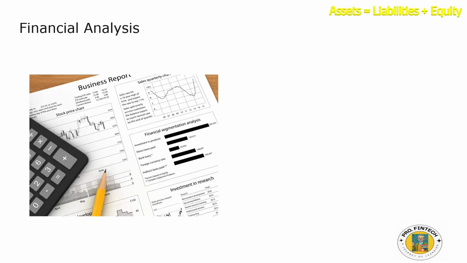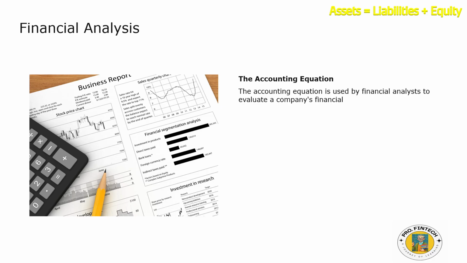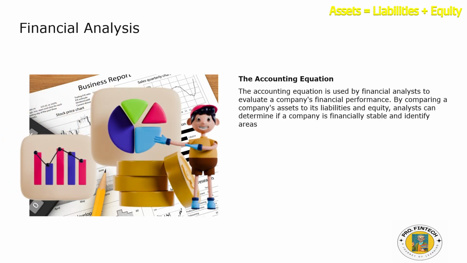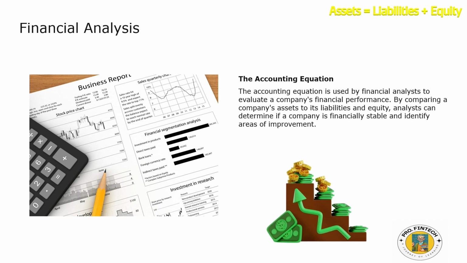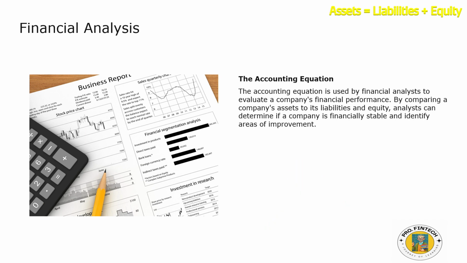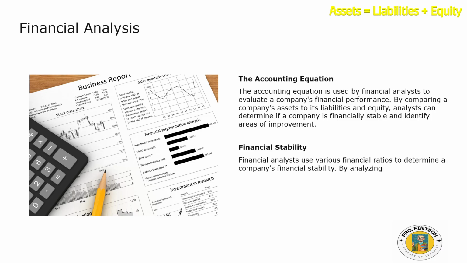Financial analysis. The accounting equation always plays a vital role in financial analysis. It helps analysts evaluate a company's overall financial performance and health. Financial analysts use the accounting equation by comparing a company's assets with its liabilities and equity. The comparison reveals how the business is financed and whether its resources are being managed effectively. By analyzing this relationship, analysts can determine if a company is financially stable and identify areas where improvements are needed.